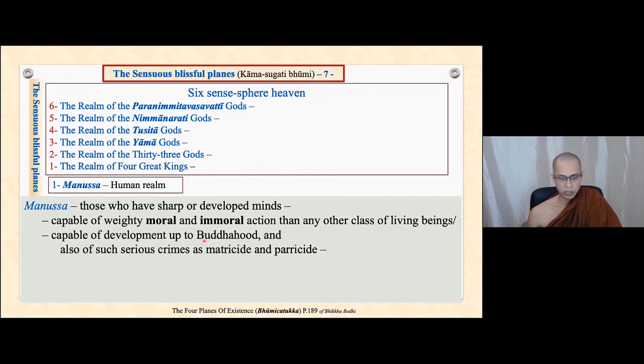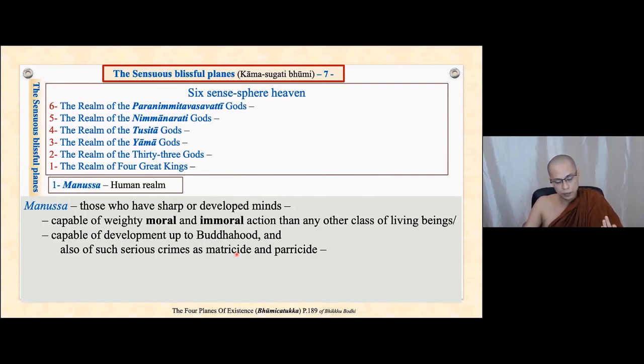For moral action, the ability of a human being can promote them up to Buddhahood. The Buddha appears only in the human realm. That is why the state of the Manusa is worthy of respect. Also, the serious crimes of matricide and patricide can be done by humans. Beings born in other realms, due to their karma, cannot kill their father and mother. But humans can kill.